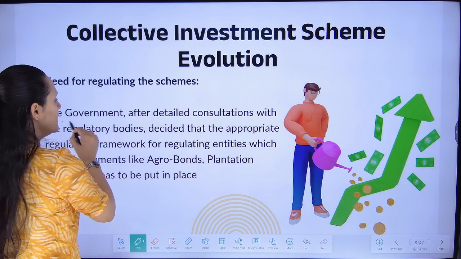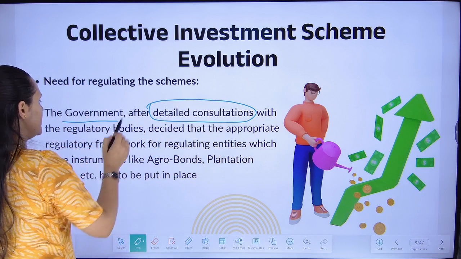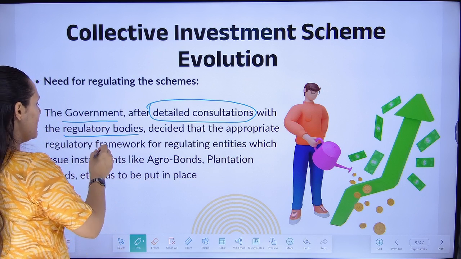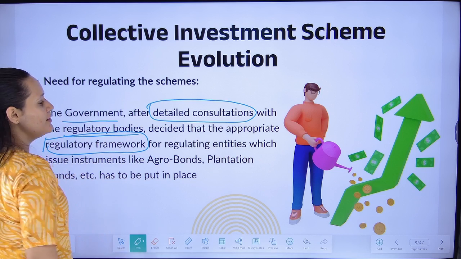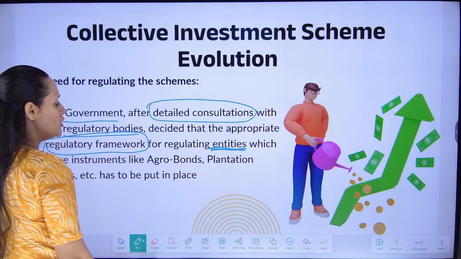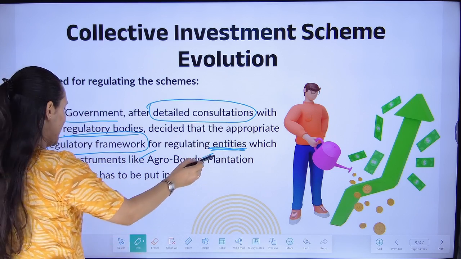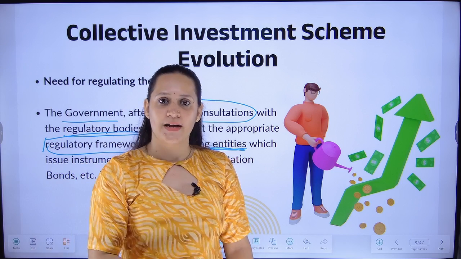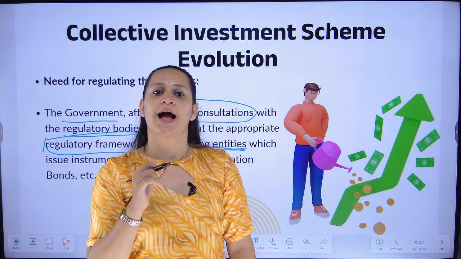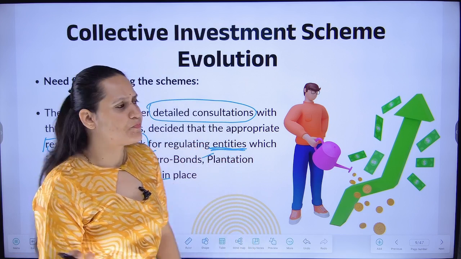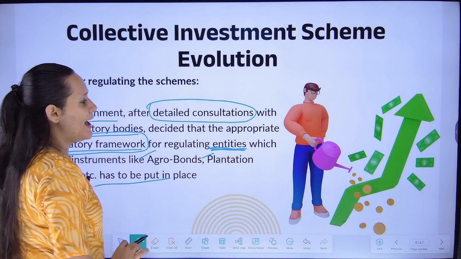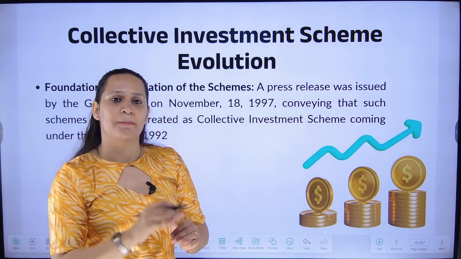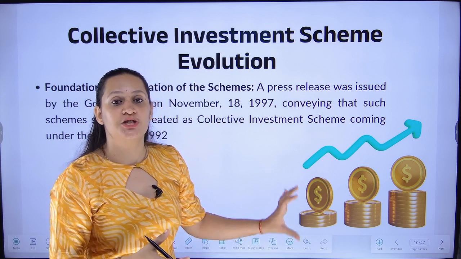Now, the government, after having a detailed discussion with various regulatory bodies, decided that it is good for us to bring a regulatory framework for regulating these kind of entities which are launching schemes like agro bonds, plantation bonds, or any other schemes where they are taking money from the public at large, investing in any kind of activity and promising higher rate of returns. They thought that we have to bring it under regulatory ambit, and they thought who should be the regulatory authority. They thought that SEBI will be the appropriate authority for regulating such kind of schemes.